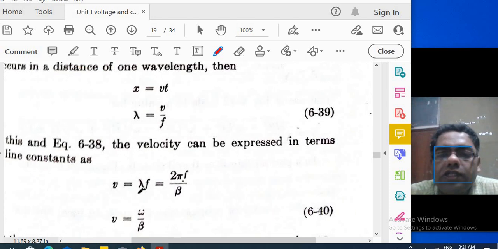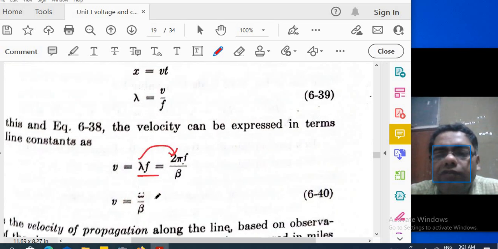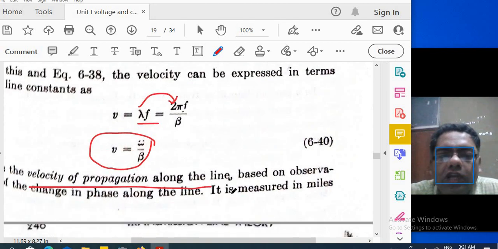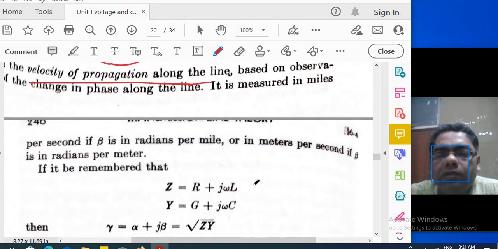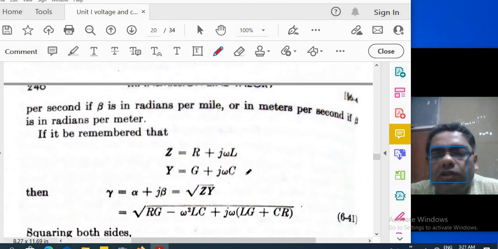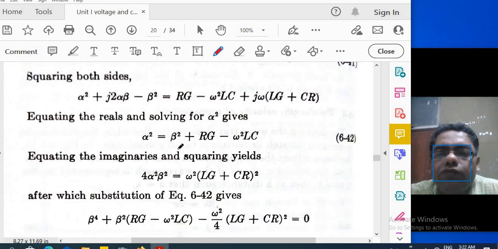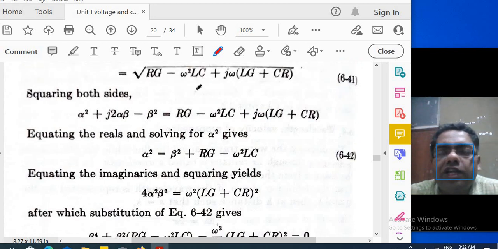Now velocity is lambda into f. So with lambda equal to 2 pi by beta, we get velocity as 2 pi f by beta. Now 2 pi f is omega, so the velocity of propagation along the line is omega by beta. Now we can write it in another form. How to obtain the expressions of alpha and beta, we will see in the next video.